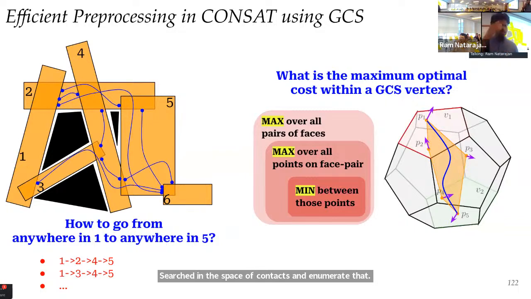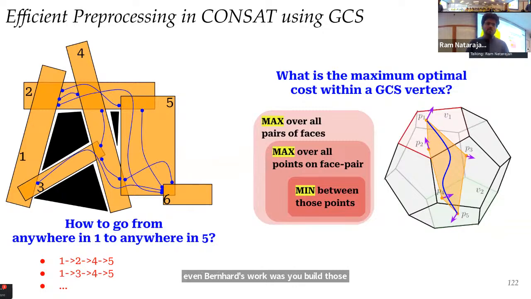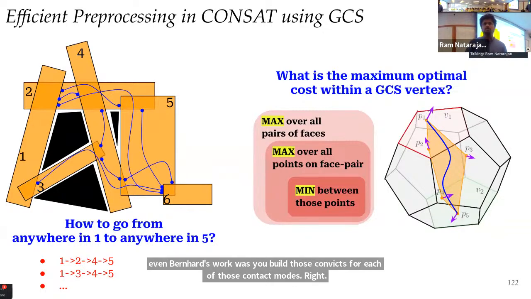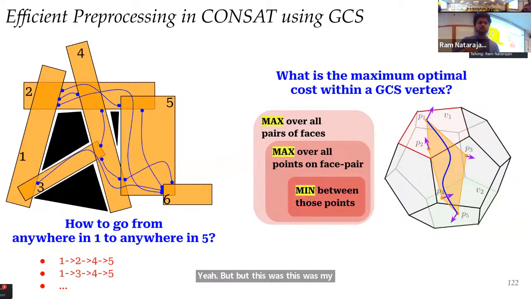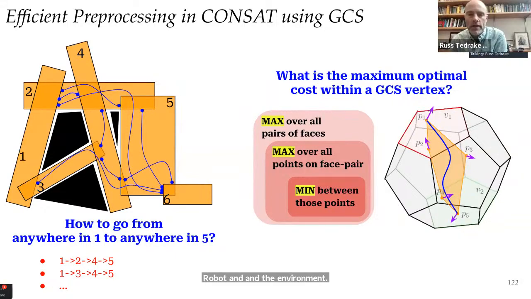Yeah, and I think even Bernhard's work was you build those convex sets for each of those contact modes, right? Yeah, but this was my reasoning, that you can always calculate the contact mode if you know the configuration of the robot and the environment in model-based planning, at least. But if you say that, then why did you use contact implicit instead of contact explicit?